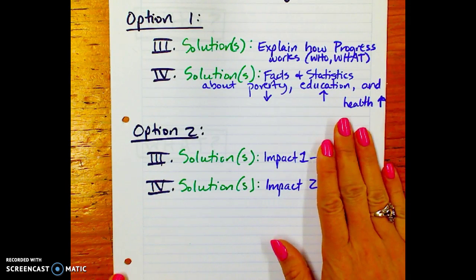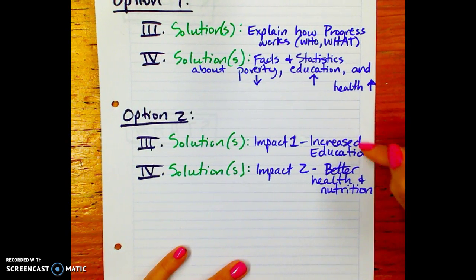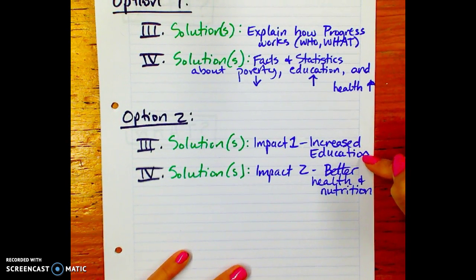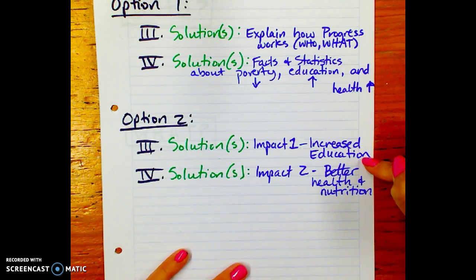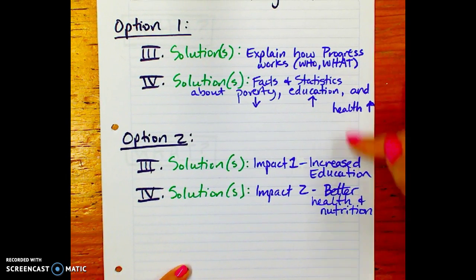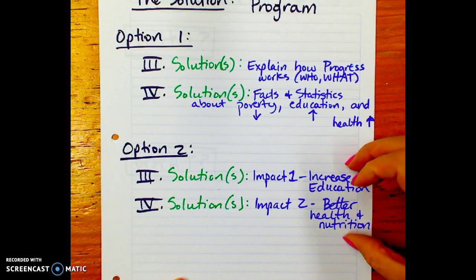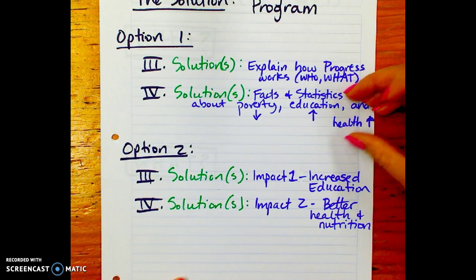I could say, all right, I'm just going to focus on the impacts it has mostly, and maybe have a paragraph about how education has increased because of this program, and a different paragraph about health and how health has increased because of this program. Do you see the difference between this option and this option? This is more focused on impacts, whereas here I've got just maybe one paragraph. This second paragraph would be focused on impacts.